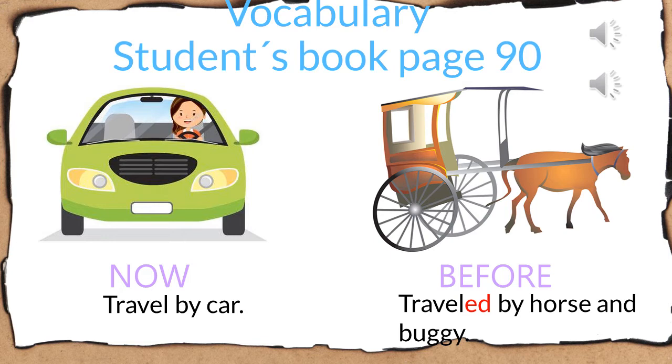We have different activities that we did in the past and that we do now. For example, now people travel by car, but before people traveled by horse and buggy. We can see that in present tense the verb is travel and in past tense is travel with ed at the end of the verb. This is very important in simple past tense.